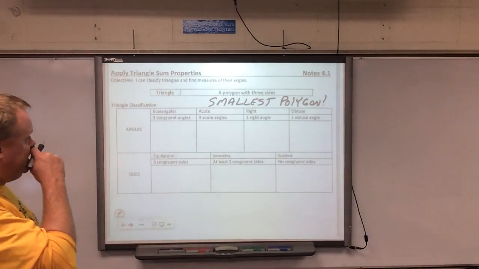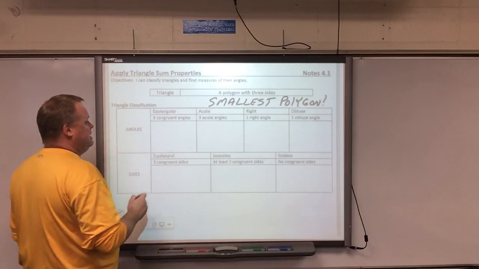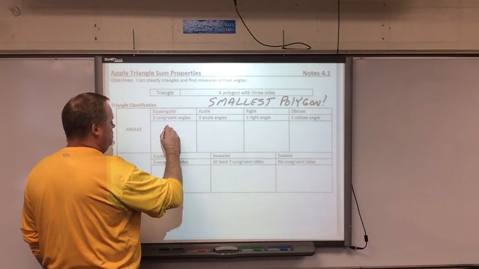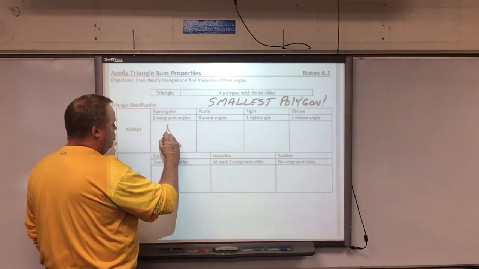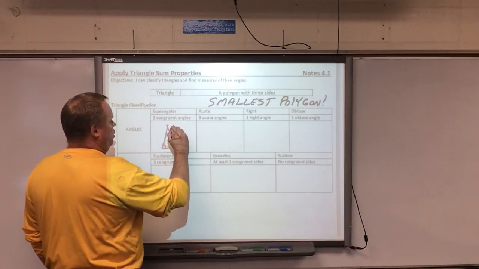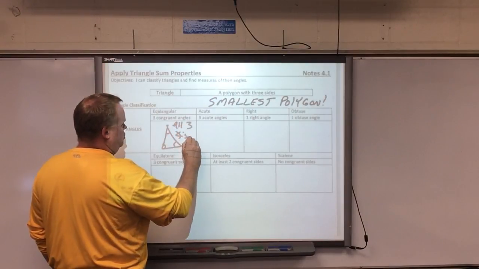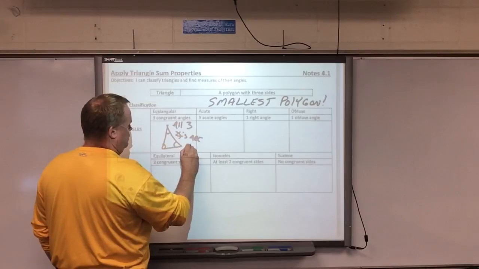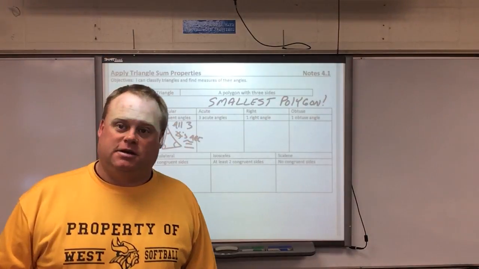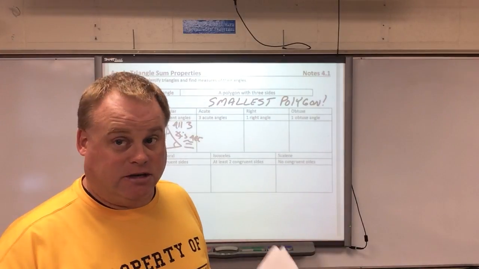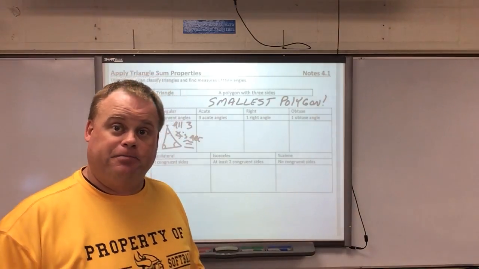The first one is equiangular. Equiangular means 3 congruent angles. I'm going to have a triangle where all 3 angles are congruent. And remember, congruence and equals are basically the same thing.